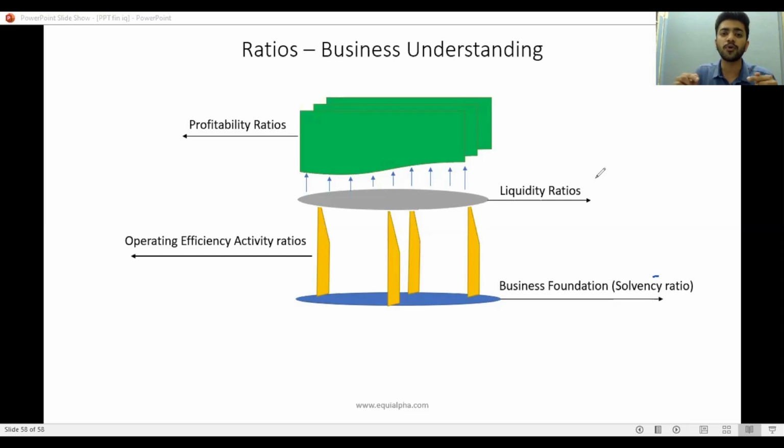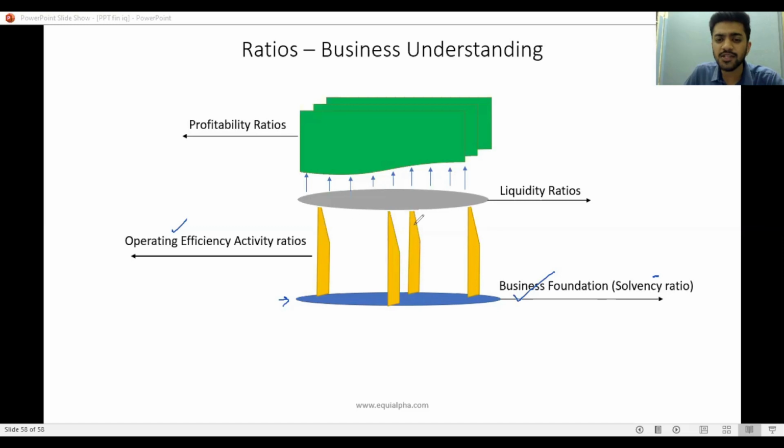This is the most important part that we are going to learn right now. You need to break up a business into these four parts. Any business has these four parts. The first part is the business foundation. What's the foundation of a business? The second part, after the foundation, is the efficiency. So you can see this is the base, this is the foundation. These are pillars, these are operating efficiencies, these are business efficiency.